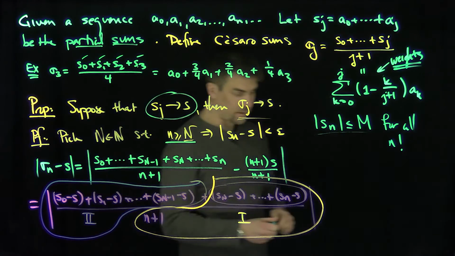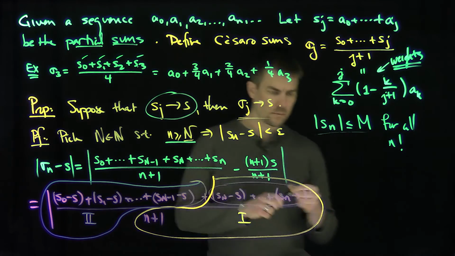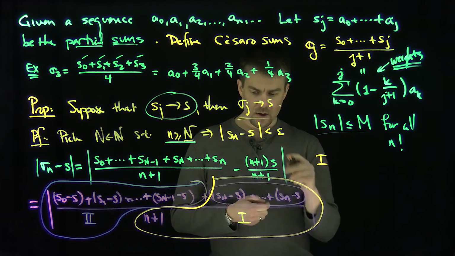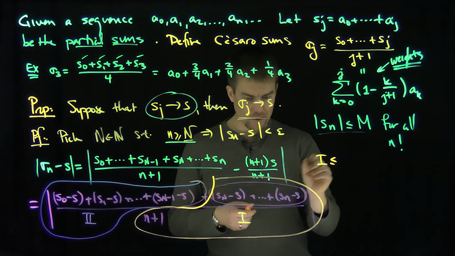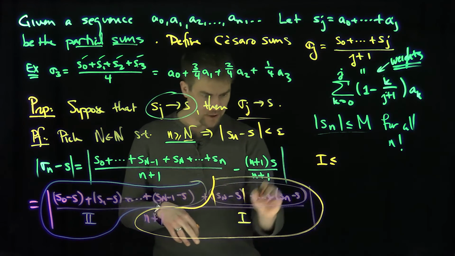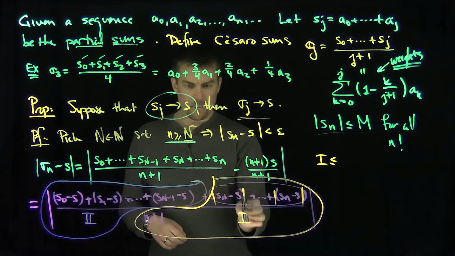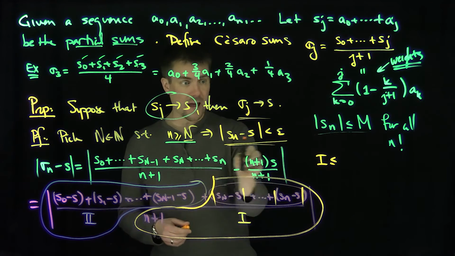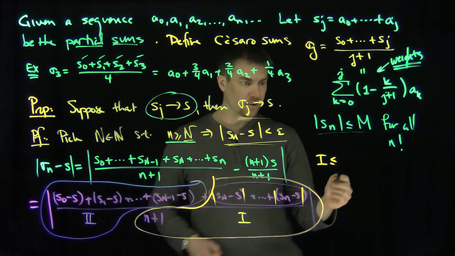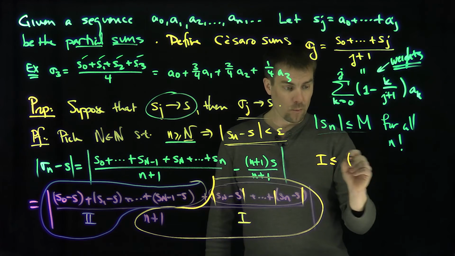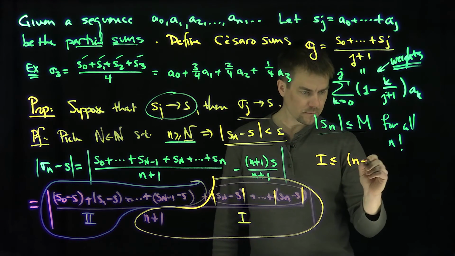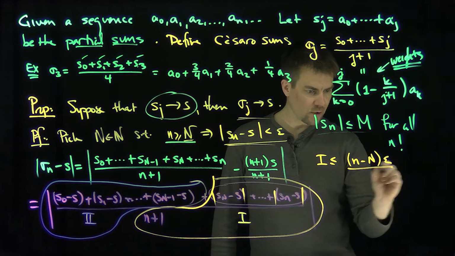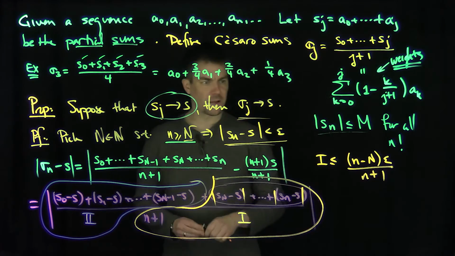Now what can I say about term 1? It is less than or equal to the sum with absolute value in each of these terms, by the triangle inequality. Now Sn minus S, all of those things are less than epsilon for those values of starting at capital N. So I'm going to have no more than n minus N epsilons over n plus 1, like that.